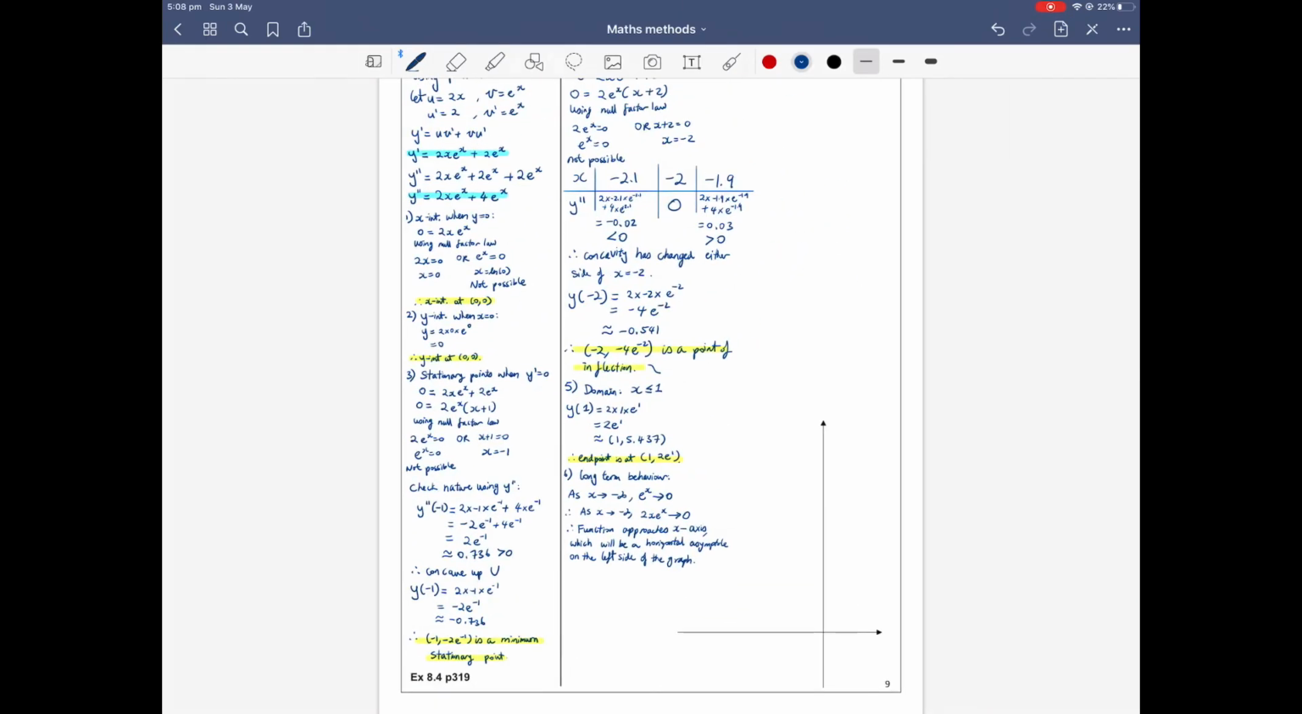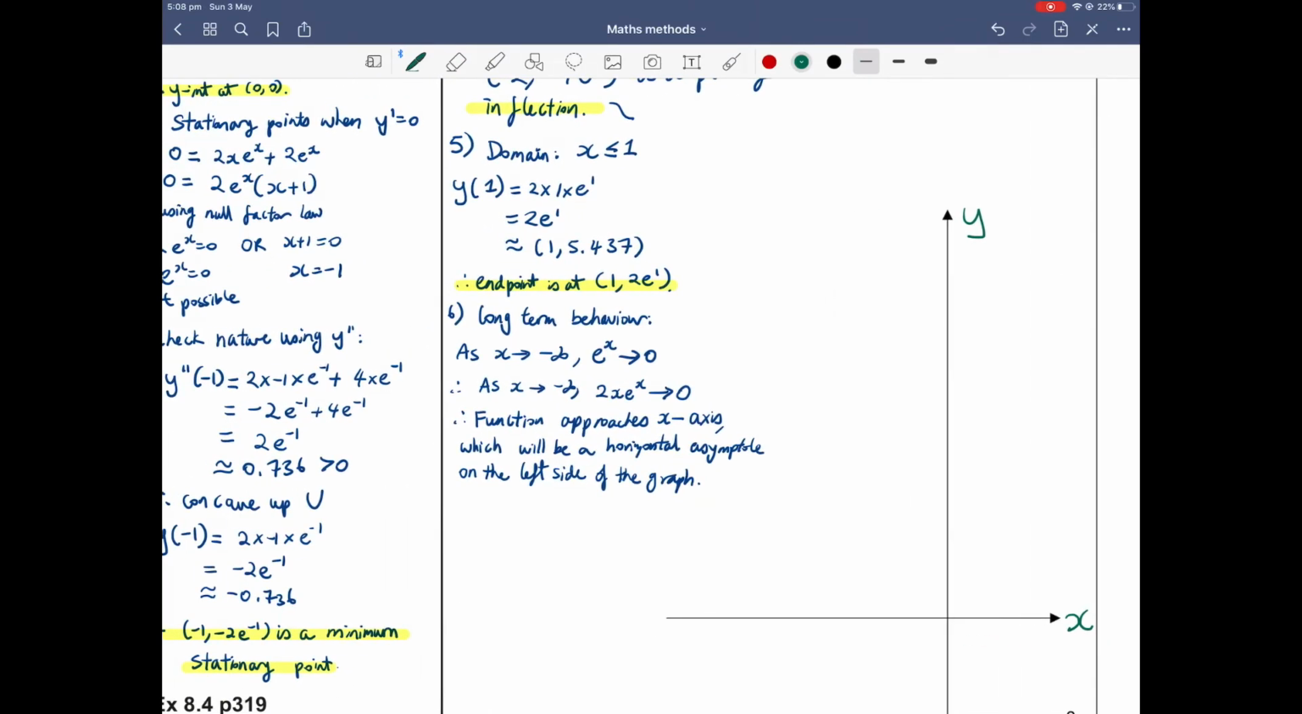So let's sketch this thing. Okay, let's label our axes. We've got x and we've got y. In terms of points, my x value goes from -2 to the positive value of 1, so I need to make sure I have enough space for that. So it's -2, -4.